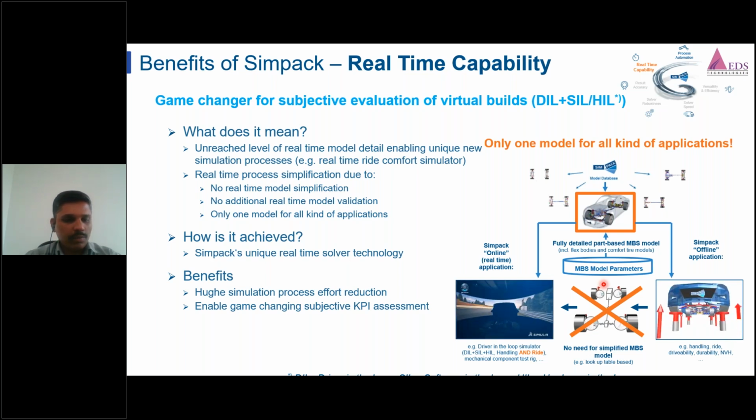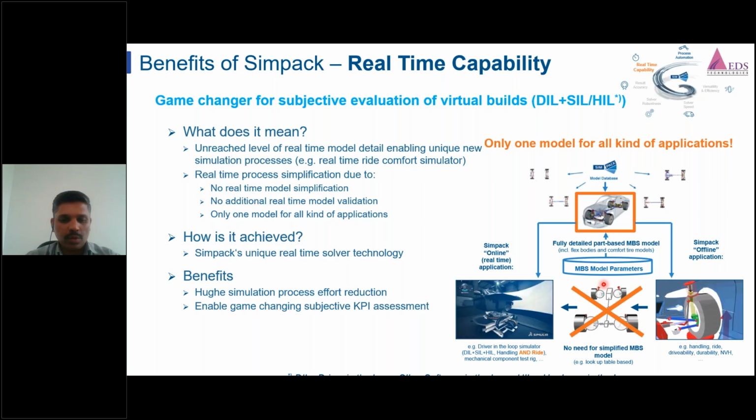And why is it important? Because this approach enables significantly less simulation process effort, and it allows to do a faster and easier KPI assessment.